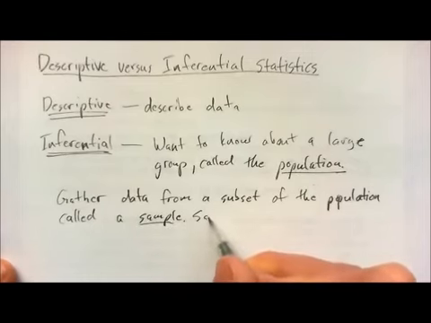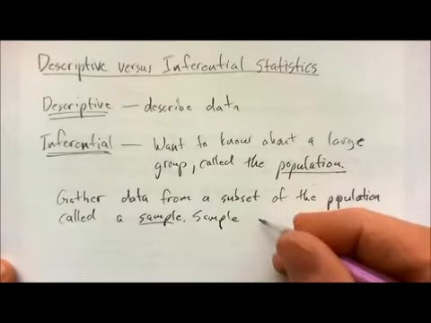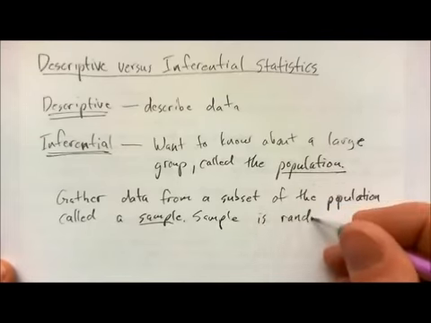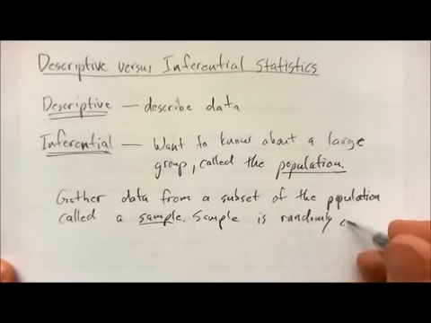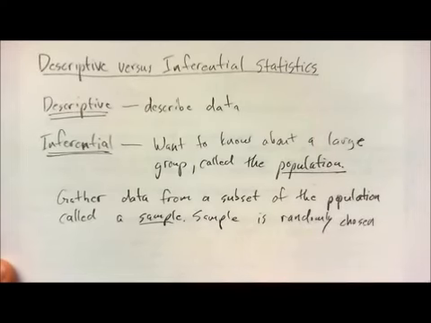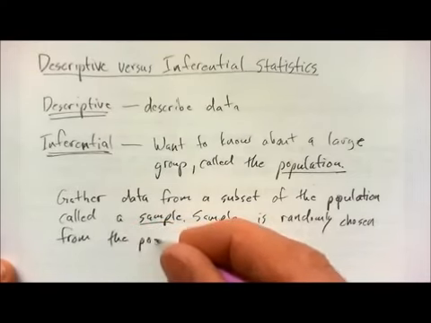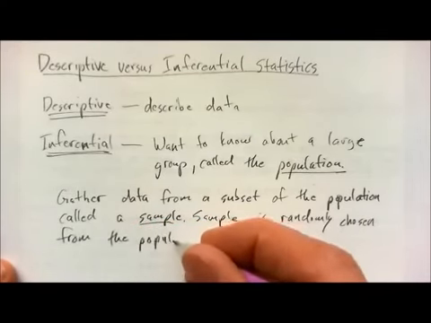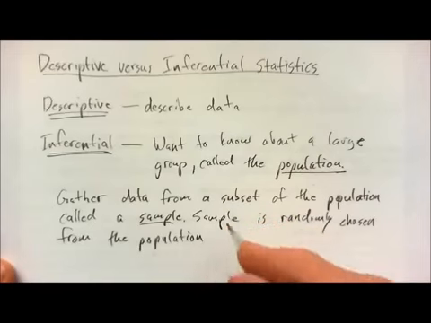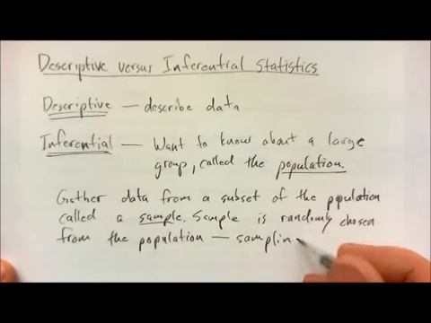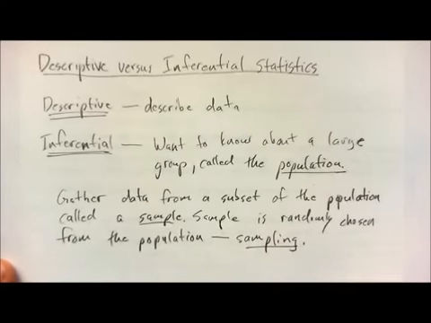The sample has to be what we call randomly chosen from the population. And the process of randomly choosing those individuals is called sampling. And there's various ways of sampling, and we may or may not have time to discuss those. That is a complete science in itself.